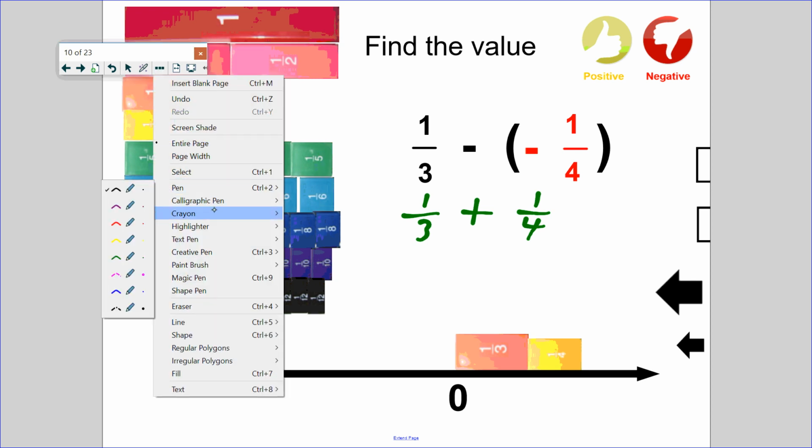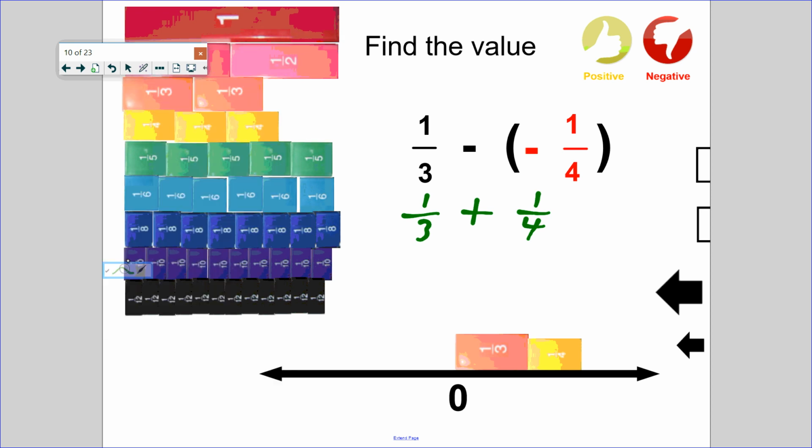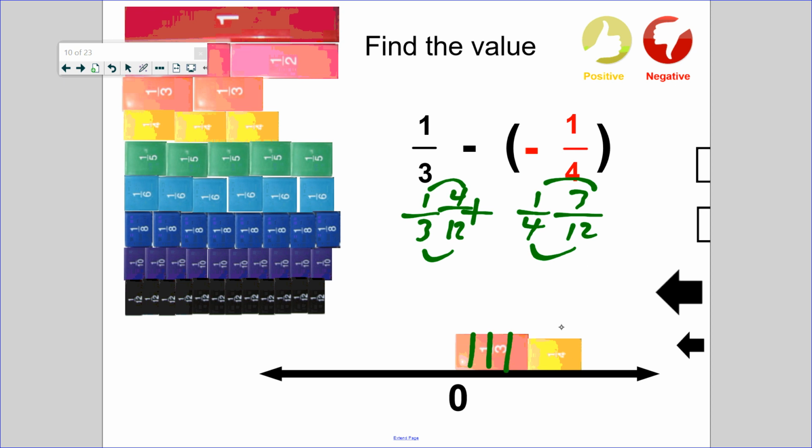Can I now exchange 1/3 and 1/4 with a common denominator? Hopefully you say 12. What's the relationship from 3 to 12? Times 4. What's the relationship from 4 to 12? Times 3. So 4/12. So I could change 1/3 with 4/12, and I exchange 1/4 with 3/12. That would be 7/12.